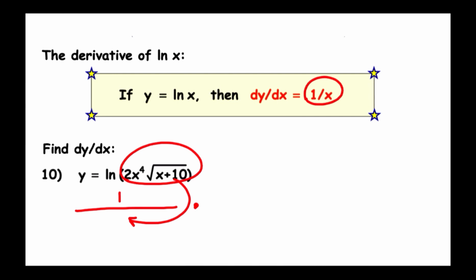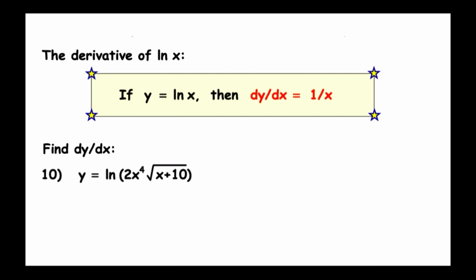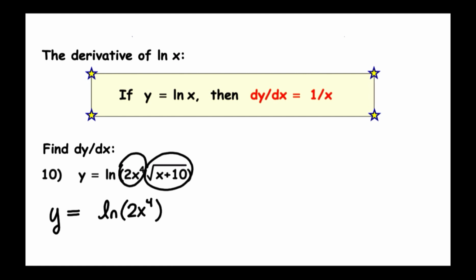Let's go there first. Let's rewrite the original problem. You've got the natural log of two things multiplied together. Why not use the product law? That's going to be the natural log of 2x to the fourth, I'll put some parentheses around that, plus the natural log of x plus 10 to the half power.